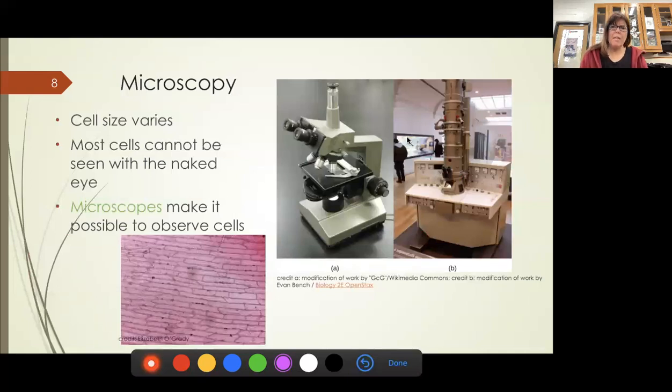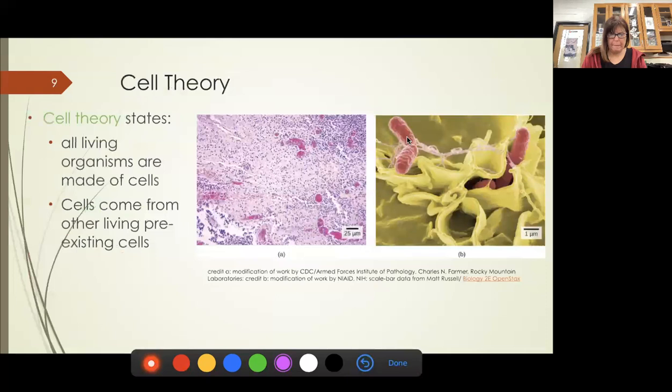So for the cells that are small enough that we cannot see with just our eyes, we will need to use some help. This would be our compound light microscope here on the left. And this is a big, huge electron microscope. Electron microscopes shoot electrons through the specimen for us to get an image.